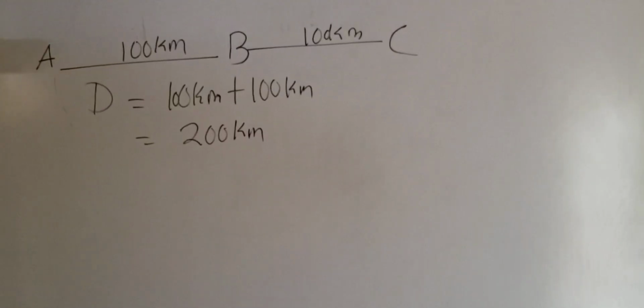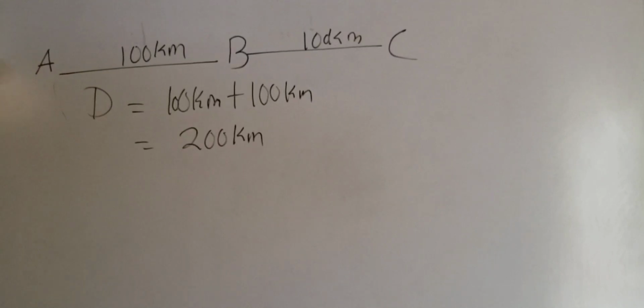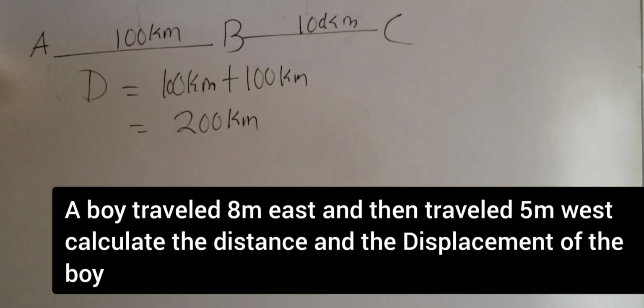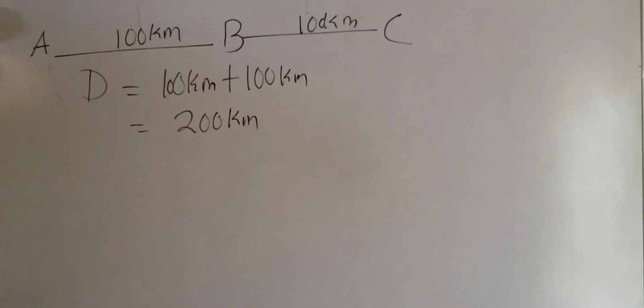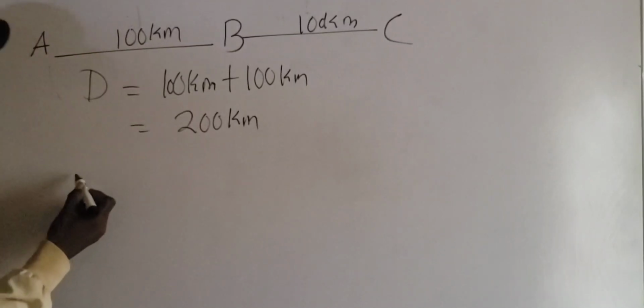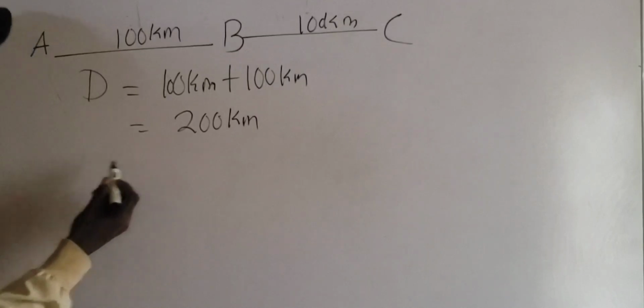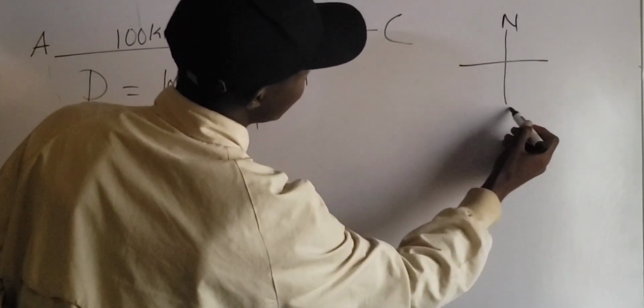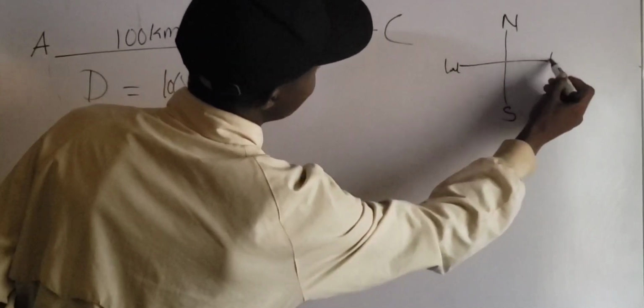Now let's look at this example. Let's say a boy traveled 8 meters east and then turned and traveled 5 meters west. Calculate the distance and the displacement. Don't forget that distance is the total length traveled by the object. So let us represent this on a number line. Okay, we have the 4 cardinal points: north, south, west, east.